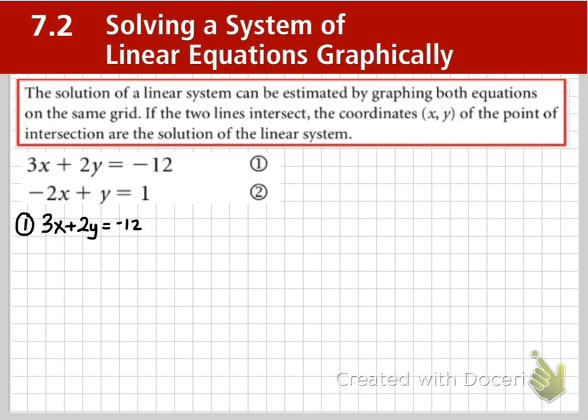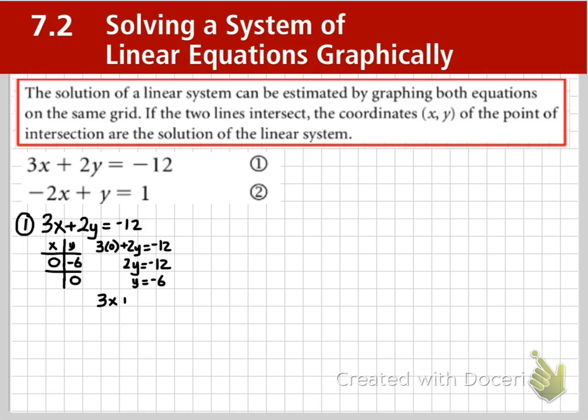First of all, if we plug in zeros for x and y, we will find our x and y intercepts. So in our first equation, 3 times 0 plus 2y is negative 12, which means 2y is negative 12, or y equals negative 6. That will be one of our points for our graph. When x is 0, y is negative 6. That's where our y-intercept will be.